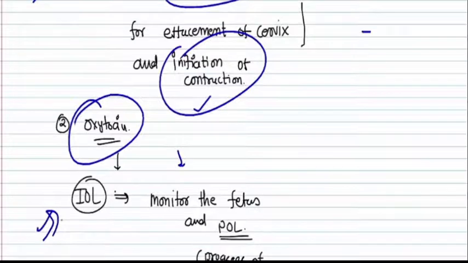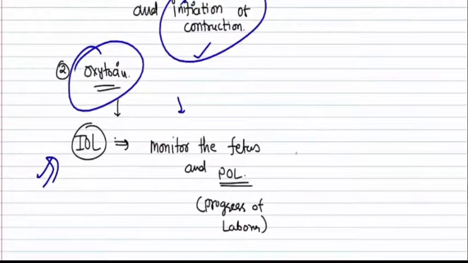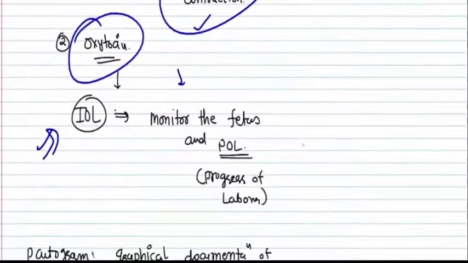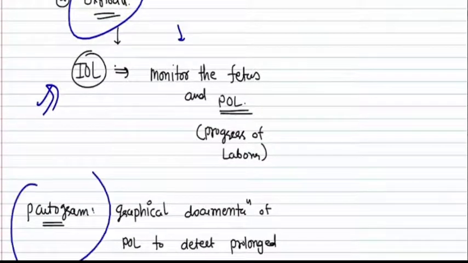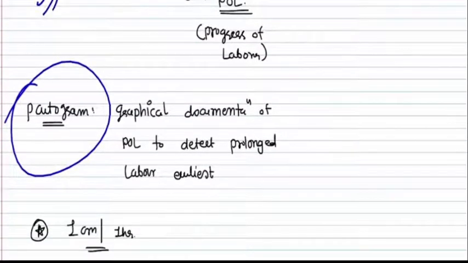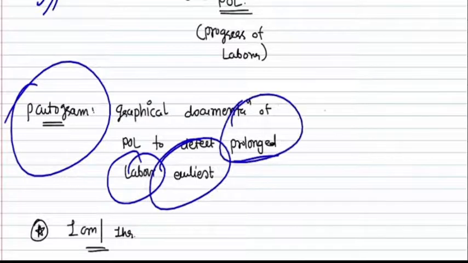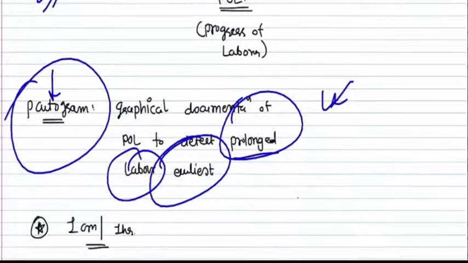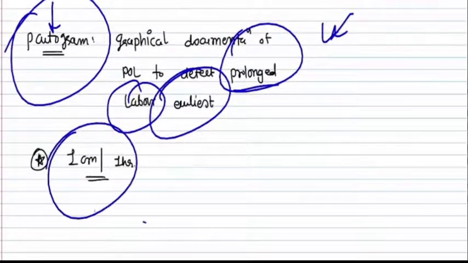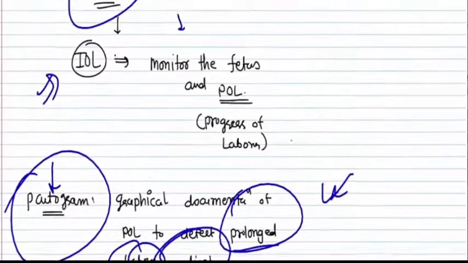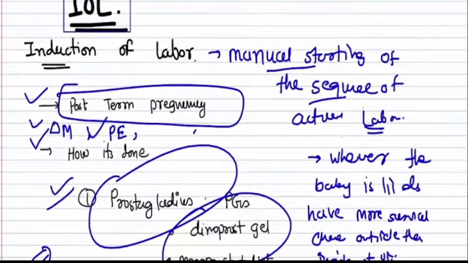Now during the IOL, you have to monitor the fetal status and also the progress of the labor. One very important thing is the partogram. Partogram is a graphical documentation of the progress of labor to detect prolonged labor earliest. So the only point here with the partogram is we can detect the prolonged labor as early as possible. The normal rate of progress should be 1 centimeter per hour. So this is all about the IOL.